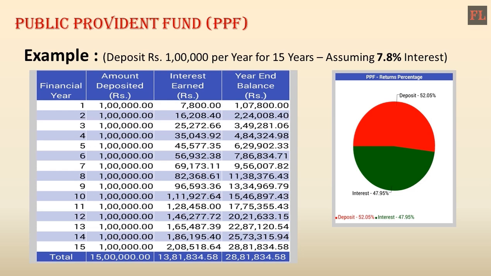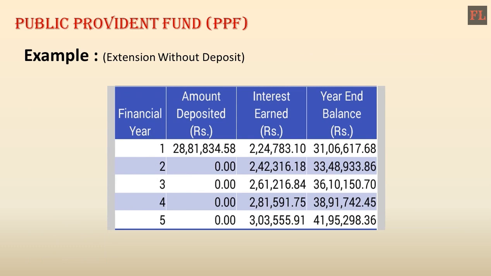in the PPF account. Coming to the extension part, you can extend your PPF account, and this example is without deposit. If you choose not to deposit for the next 5 financial years after the completion of 15 financial years, the year-end balance grows to somewhere around 41 lakhs 95,298. So just the 15 lakhs that you have deposited for the 15 financial years have now grown to 41 lakhs 95,298 rupees in the 20 years. That's more than double actually. So that's again the magic of compounding in the PPF account.